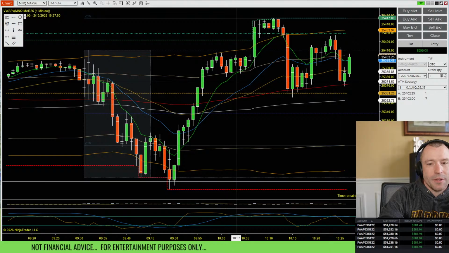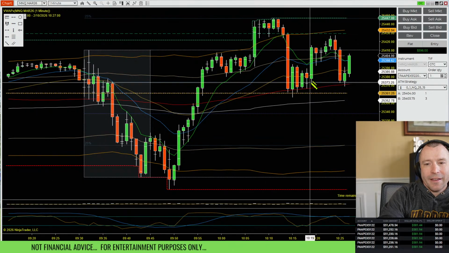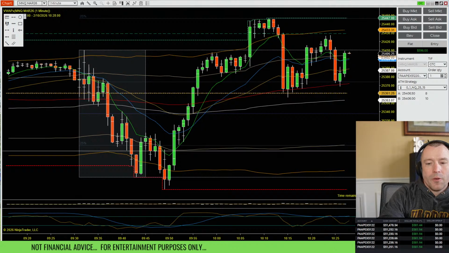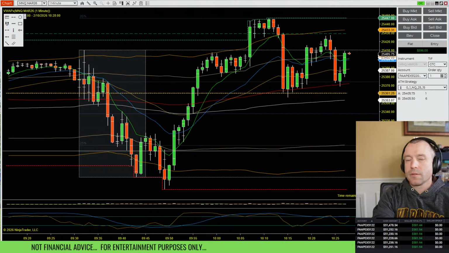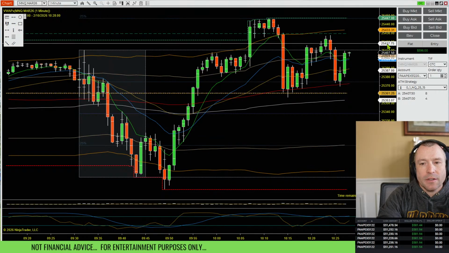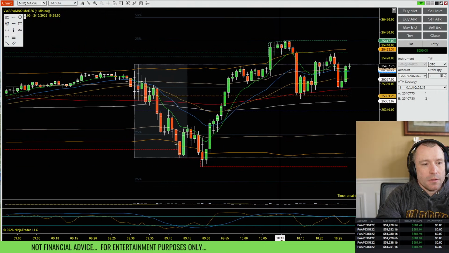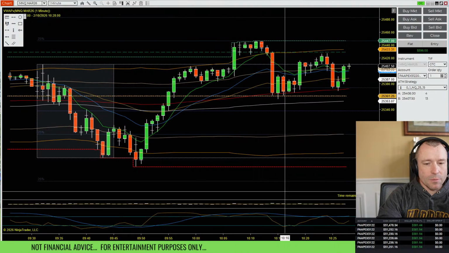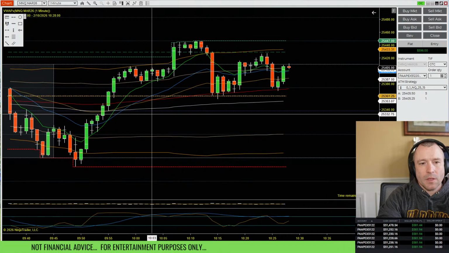There it goes back up again. We're just ranging right here. We're just ranging. When are we gonna go? That's the nice thing about ranging areas, is that it doesn't range forever. So that is some accumulation going on.